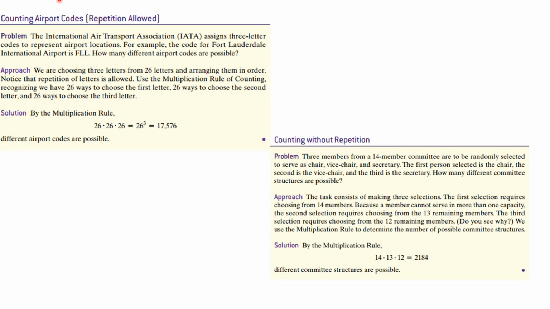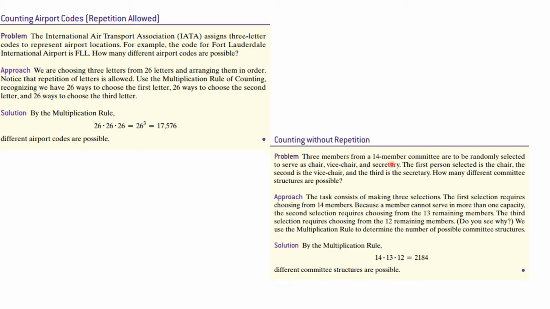So, for example, the International Air Transport Association assigns 3 letter codes to airports. For example, Fort Lauderdale is FLL. So how many different airport codes are possible? Well, there are 26 letters here, 26 letters here, and 26 letters here. You can reuse them. It's 26 cubed, or 17,576 airport codes are possible. Now that's if repetition is allowed.